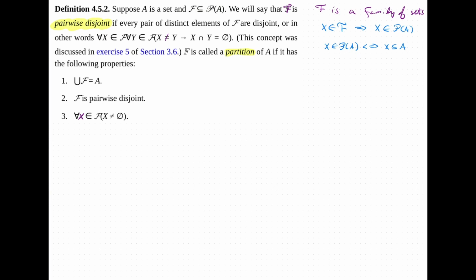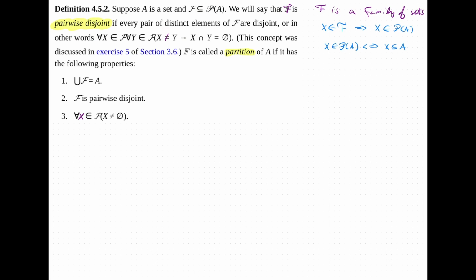And we say that F is pairwise disjoint if every pair of distinct elements of F are disjoint. Or in other words, if we take every x and y in F such that x is not equal to y, then that implies that the intersection of x and y is equal to the empty set. So they have no elements in common.